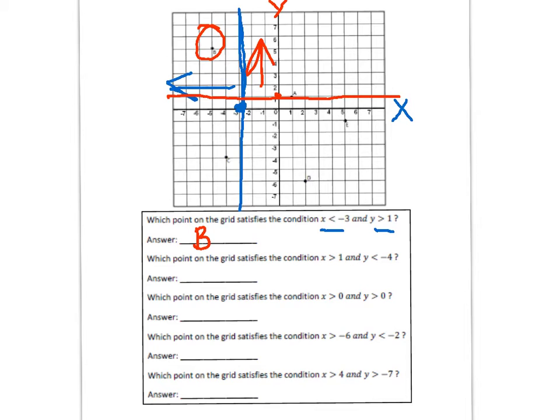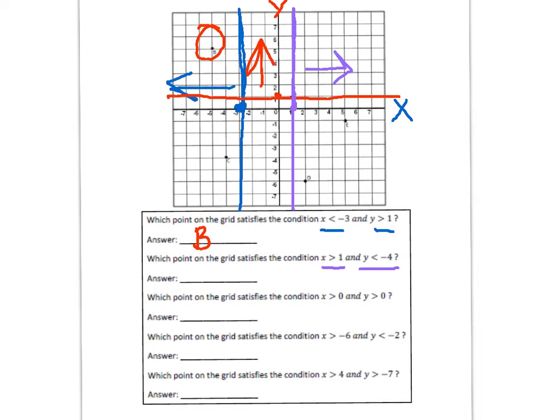Number 2, which point on the grid satisfies the condition x is greater than 1 and y is less than -4? Work with x is greater than 1, so I'm going to find 1 on the x-axis, draw my line on it, and I know that it's going to be anything greater than 1.